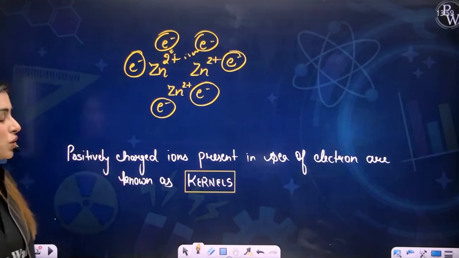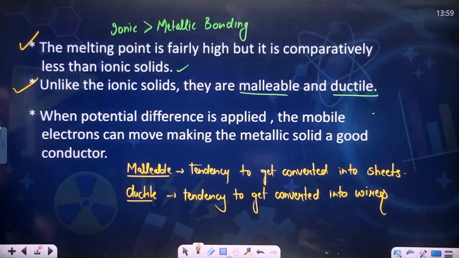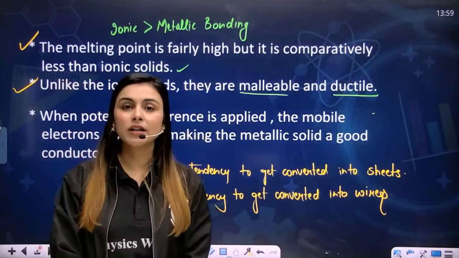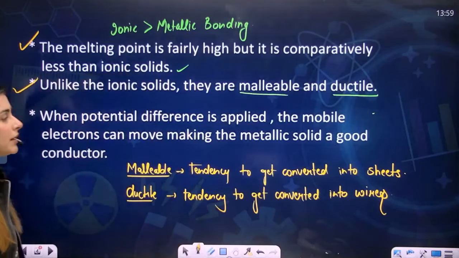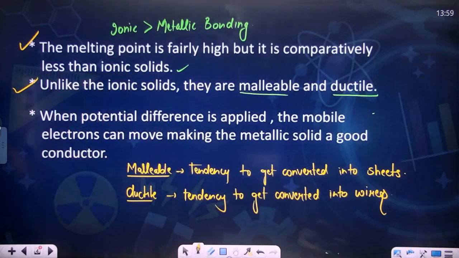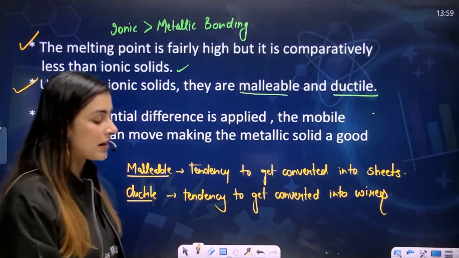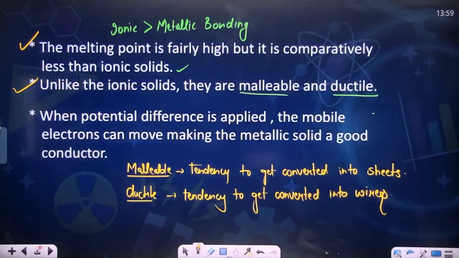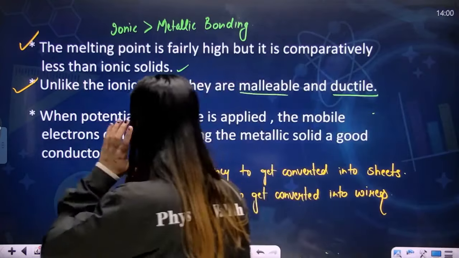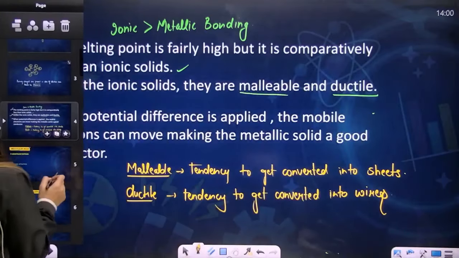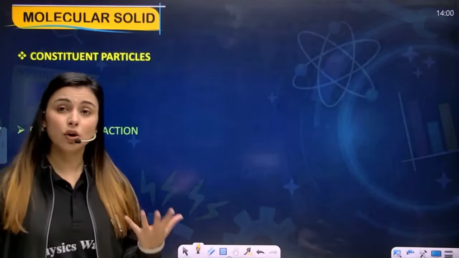So this is the basic thing here. When potential difference is applied, the mobile electrons can move, making the metallic solid a good conductor. This is very important, my dear students. Please write it down and then we'll move forward. I hope you've written it. Pause the video and write. I'm not going to give you time because it will take a lot of time again.